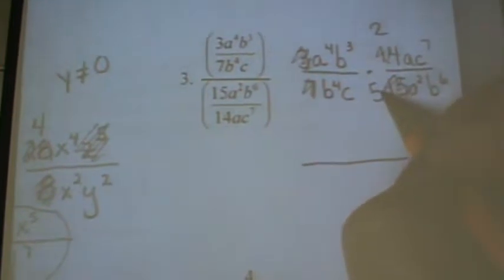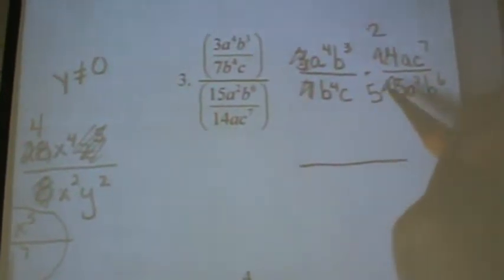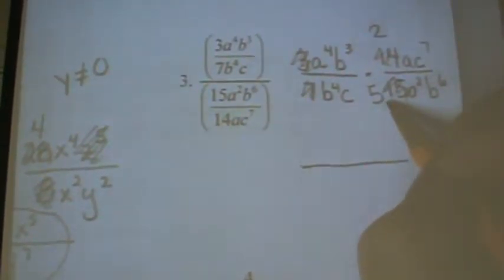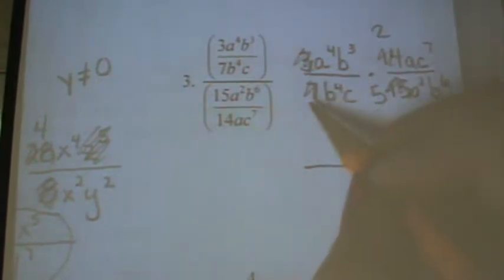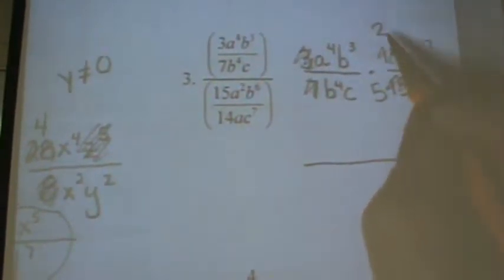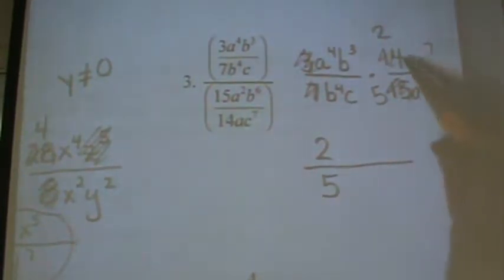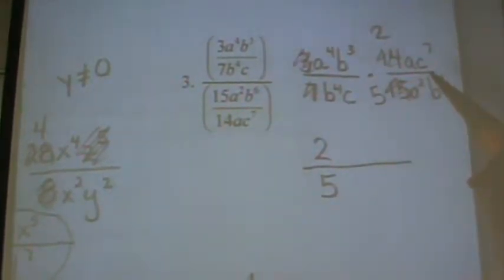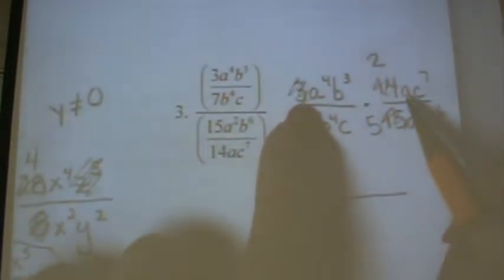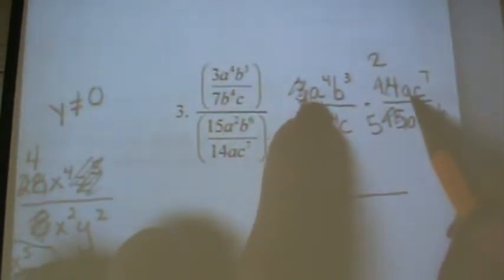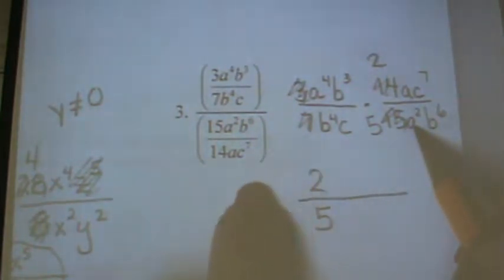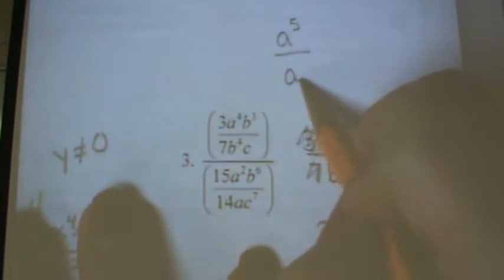You got a to the 5th at the top. Right. No, you canceled that. 7 goes into 14, so you have a 2 at the top and a 5 at the bottom. No, I meant a to the 5th, right? Oh, yeah. You have a to the 5th on top, but a to the 2nd on the bottom.